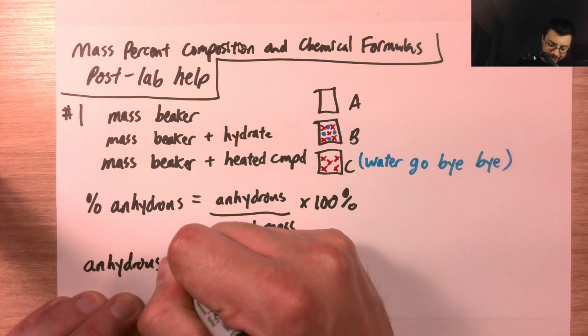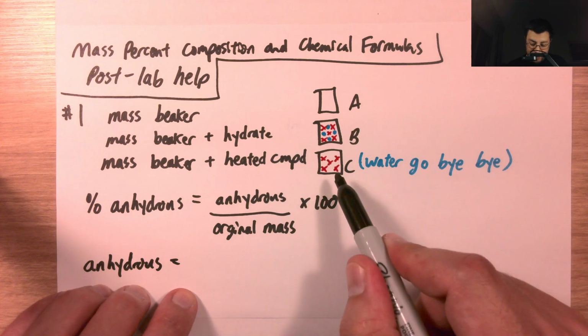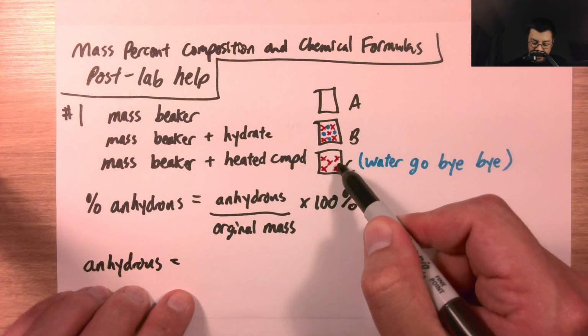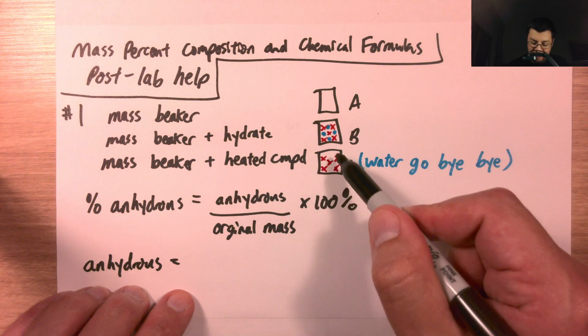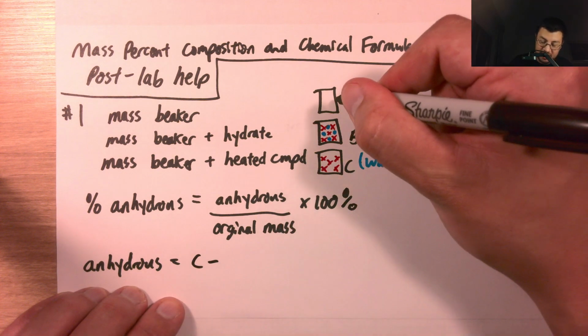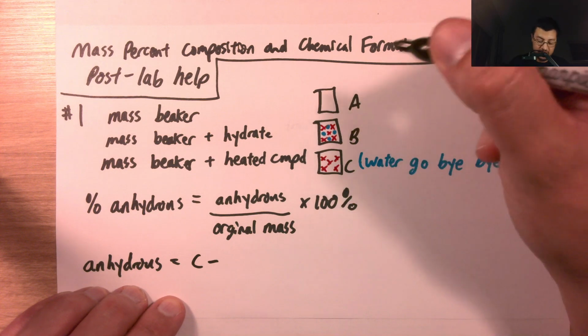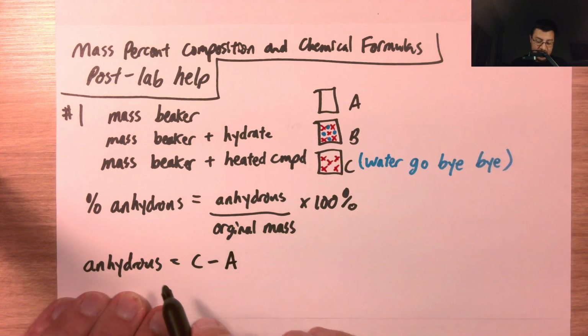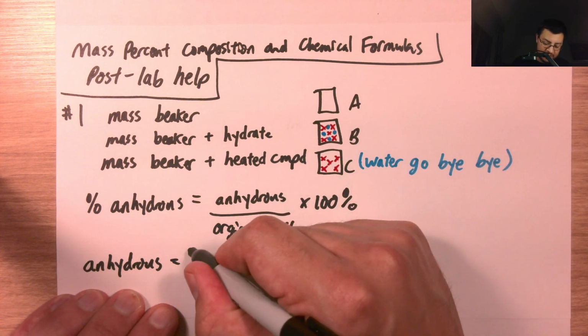So in this example, to calculate the anhydrous percentage, we're going to need to get the anhydrous mass first. So going by my pictures, I need the red stuff. So here I have the beaker and the red stuff. So that's going to be C. And I want to get the beaker mass out. That's going to be an A, C minus A. And that will get you that answer.